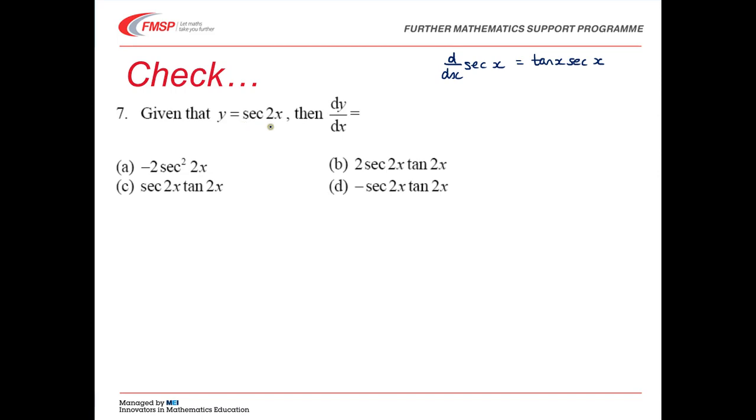Okay, I've got sec thing, so that will be tan thing sec thing. Noting that the inputs to both these functions here are the same as the input to my original function, in other words 2x. Then I need to differentiate the thing, differentiate 2x, and I get 2. So 2 tan 2x sec 2x, and that is answer B.